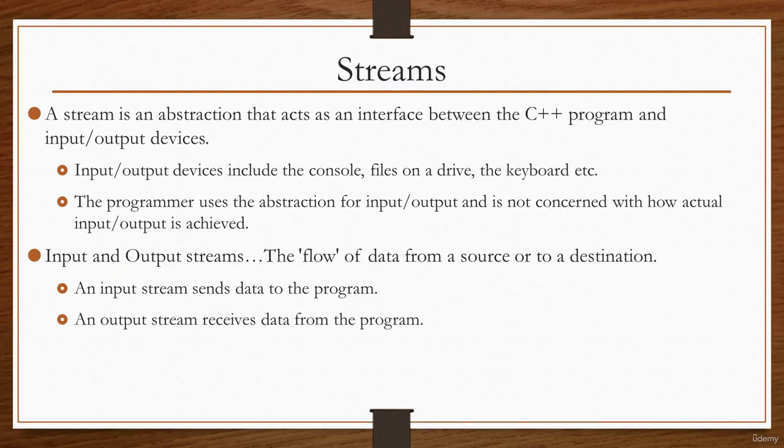Hey, so in this next section we will discuss file streams. We've already discussed the concept of what a stream is. A stream is an abstraction that acts as an interface between the C++ program and some input or output device. Those input and output devices can include the console, files on a drive, or the keyboard, and the programmer uses the abstraction for input and output and is not concerned with how the actual input-output is achieved.